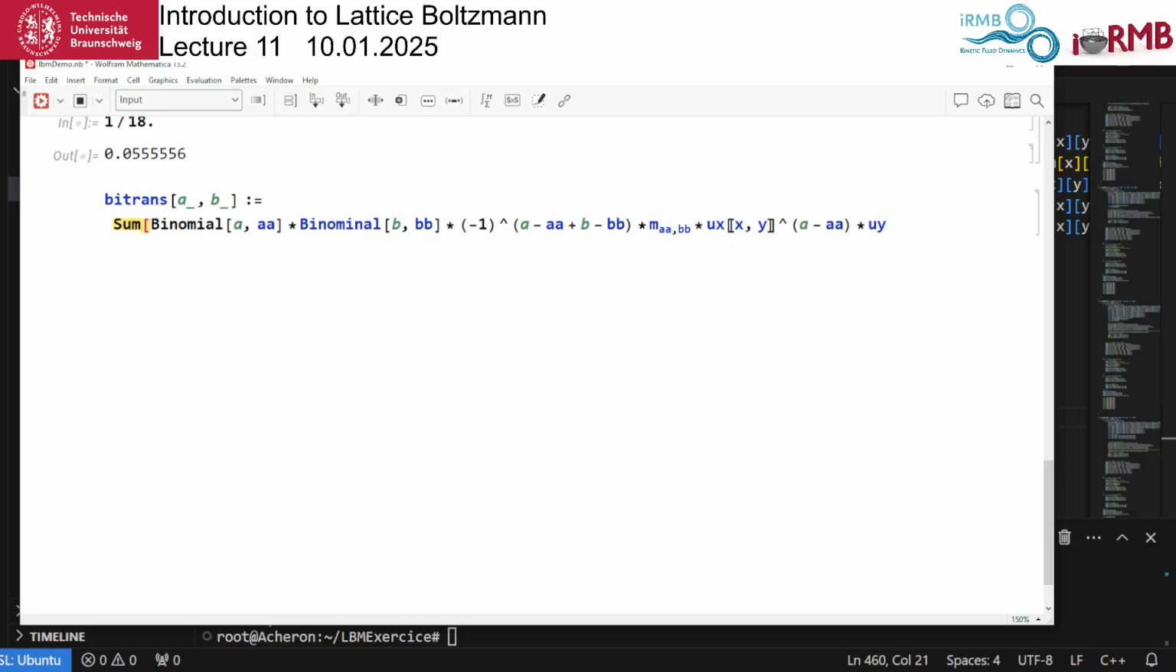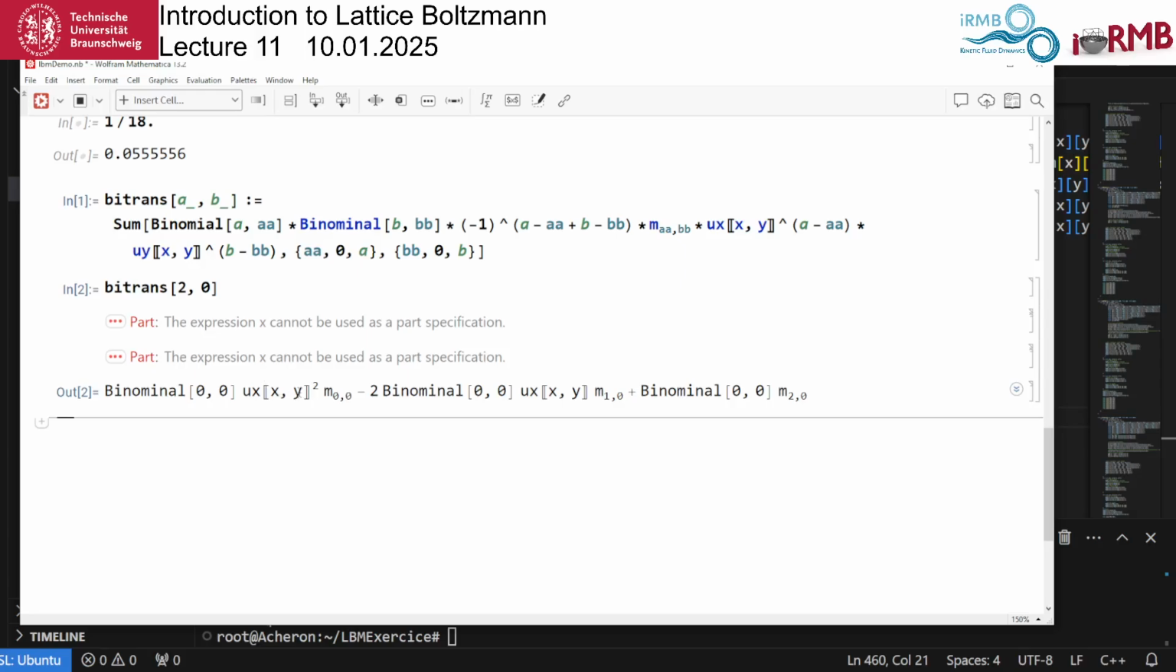Yes. So UX and UY by the power of B minus BB. Now we sum over two things. Here we sum over AA from 0 to A, and we sum over BB from 0 to B. Okay, let's see. So then we would have B trans. Let's see whether we got the other one correct.